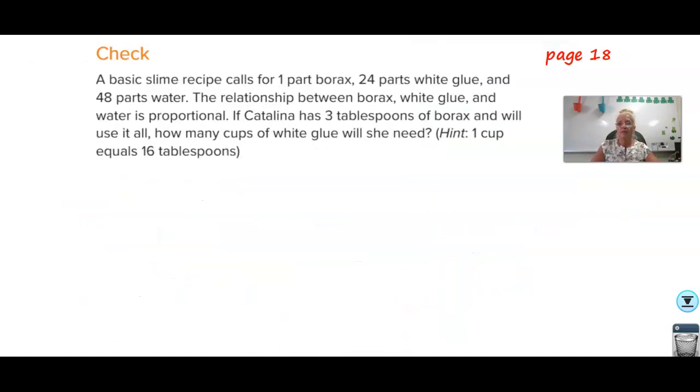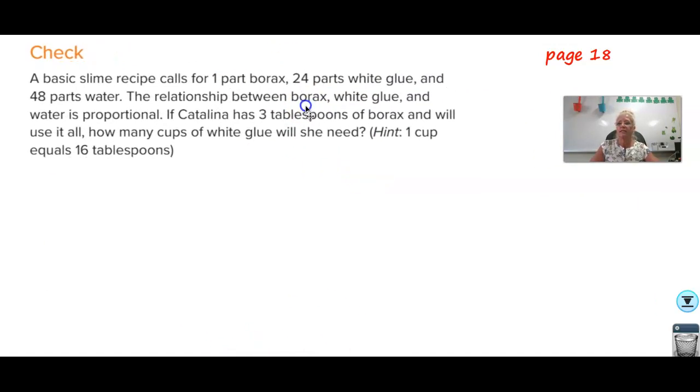Moving on, we have the check on page 18. A basic slime recipe. Well, at least they're finally using stuff that is intriguing to kids. A basic slime recipe calls for 1 part borax, 24 parts white glue, and 48 parts water. Oh boy, I feel a table coming on. We have borax, which you probably don't even know what that is. It's some kind of soap.